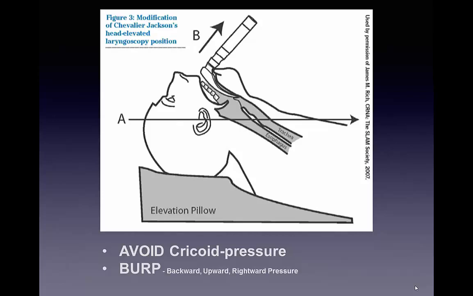At that time, you can then ask a colleague, for example, the respiratory therapist or RN, to place their hand where you had your hand to maintain that view. At this point, again in a controlled manner, you can go ahead and advance that endotracheal tube.